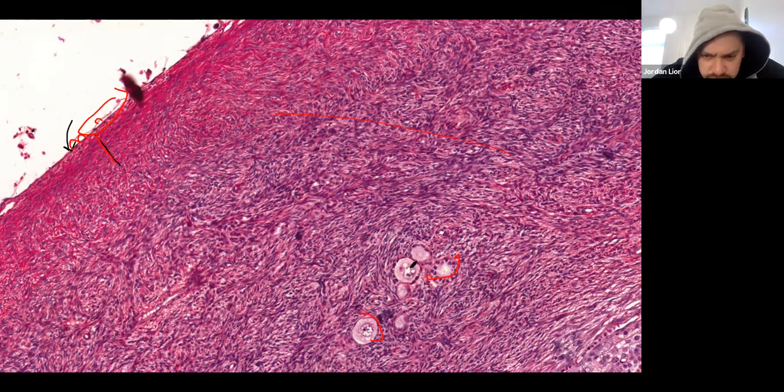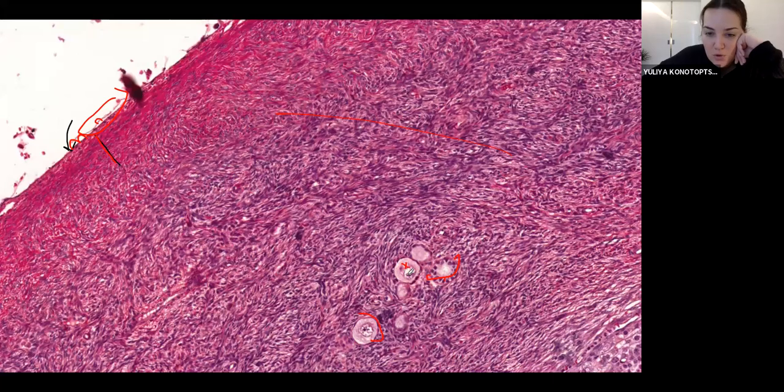Does this have an antrum? No, this is an artifact. This is a primordial, but it's already becoming primary, because do you see here we have the squamous follicular cells, but here they're already becoming cuboidal. So this is a primordial follicle becoming primary. This is an artifact. It's not an antrum. Okay, this one.